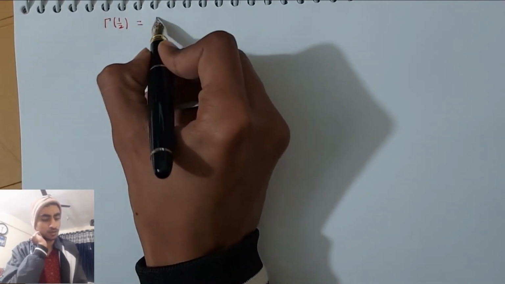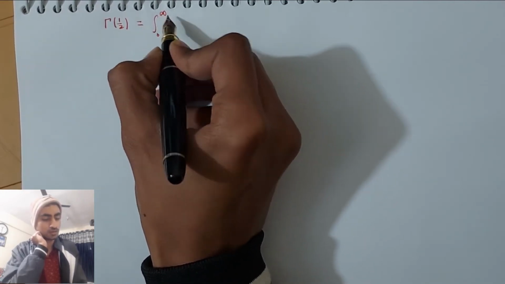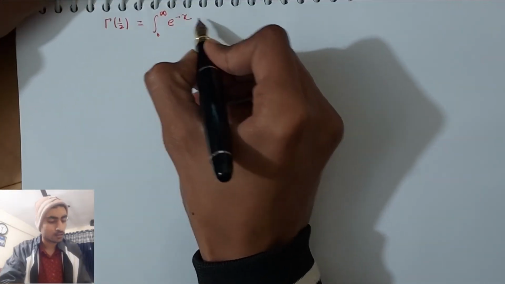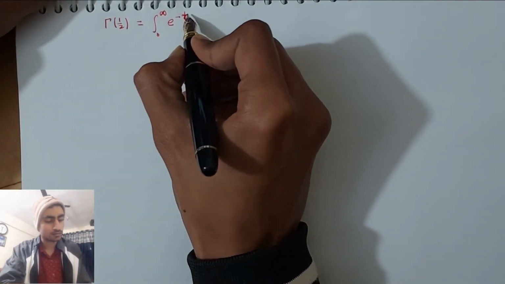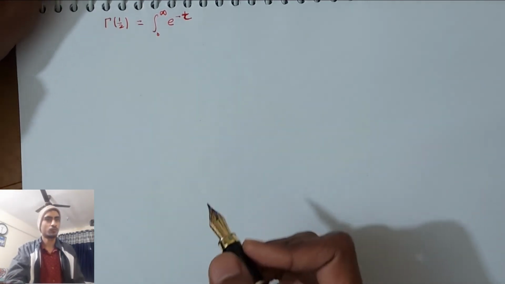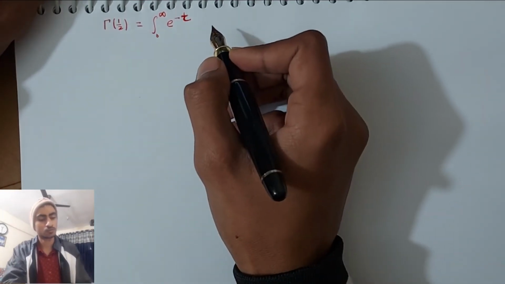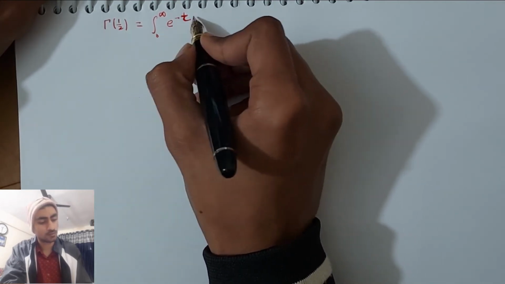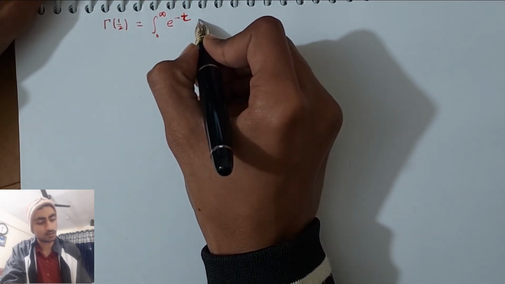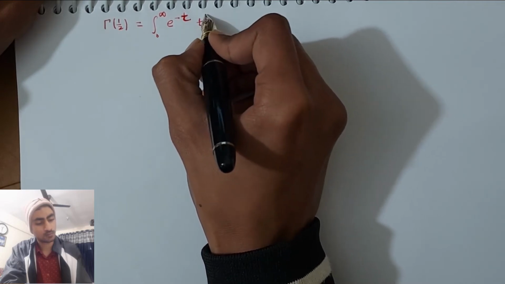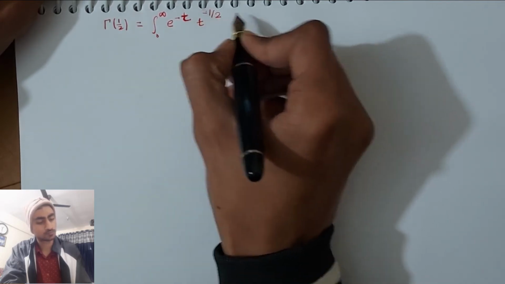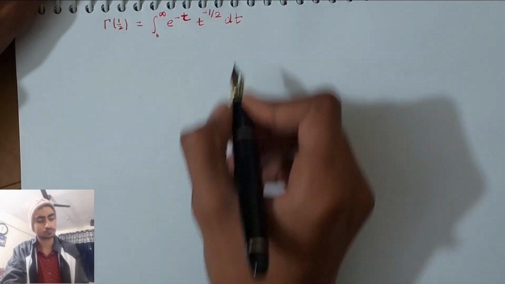So by definition we can write gamma of 1/2 as the integral from 0 to infinity of e to the power minus x, or let's say this time t, because we will substitute x later, which will be helpful. I will tell you later. e to the power minus t, t to the power 1/2 minus 1, which will be minus 1/2, and dt.